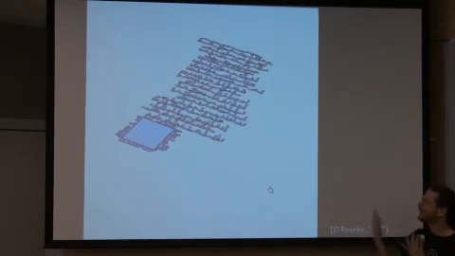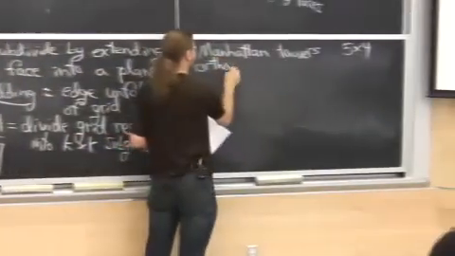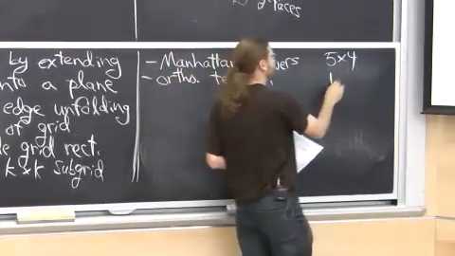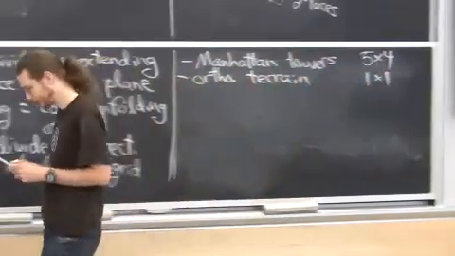So I'm not going to describe how this works, but you could almost reconstruct it from these diagrams. This is what we call an orthogonal terrain. This is the result by Joe O'Rourke. Here, you don't need any refinement. Grid unfolding, 1 by 1. That's pretty sweet.